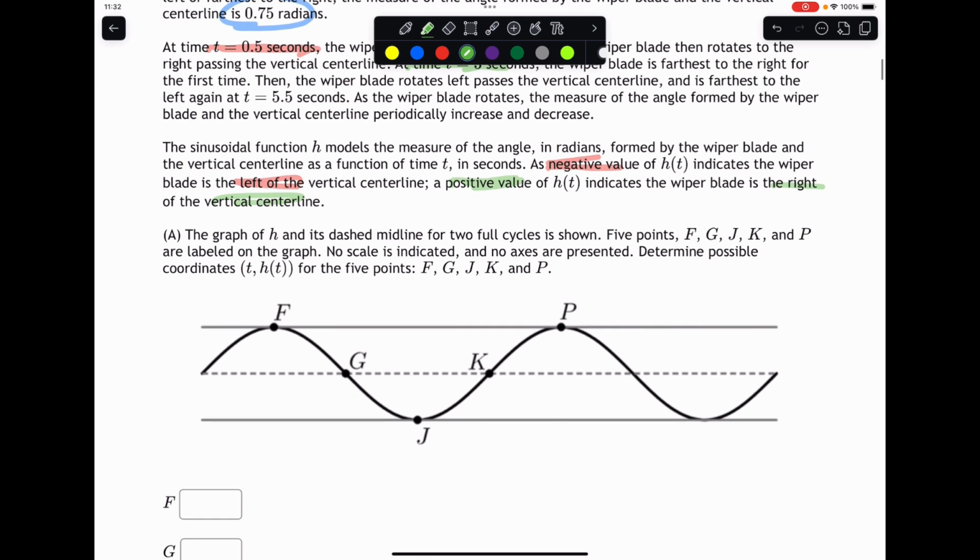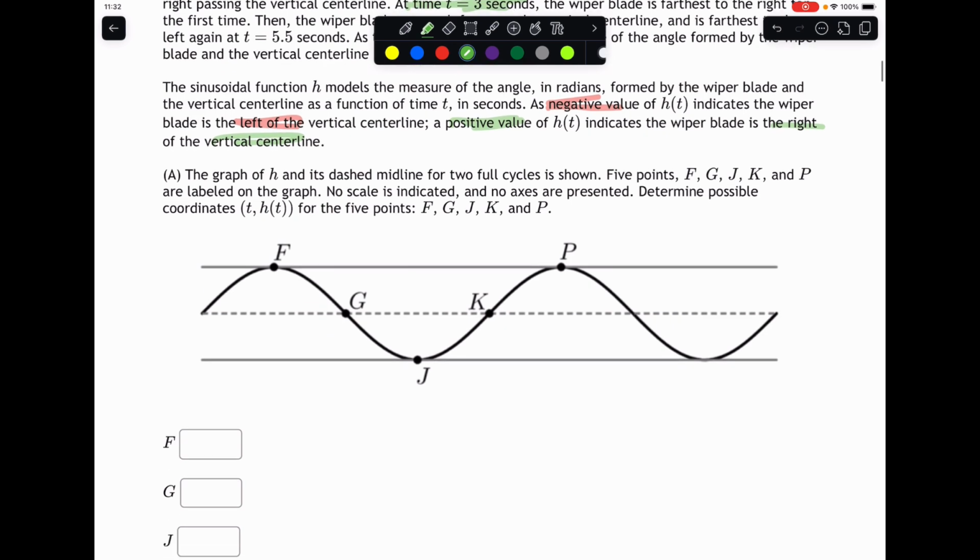Now that we have the scenario, the graph of h is dotted again by the midline, 2 full cycles. Points F, G, J, K, and P are labeled on the graph. No scales are indicated, and no axes are present. Determine the possible coordinates for t and h of t for these 5 points.